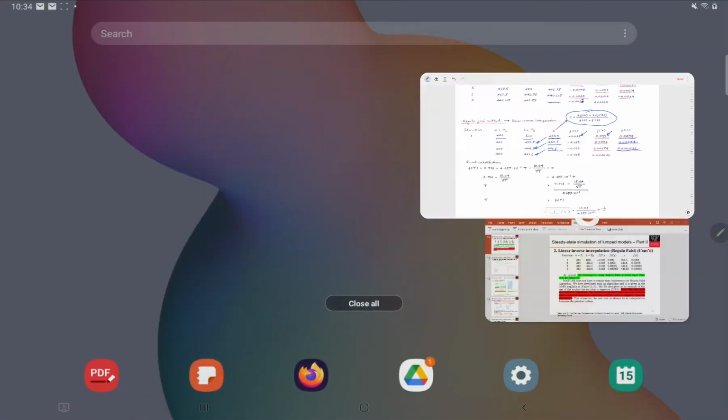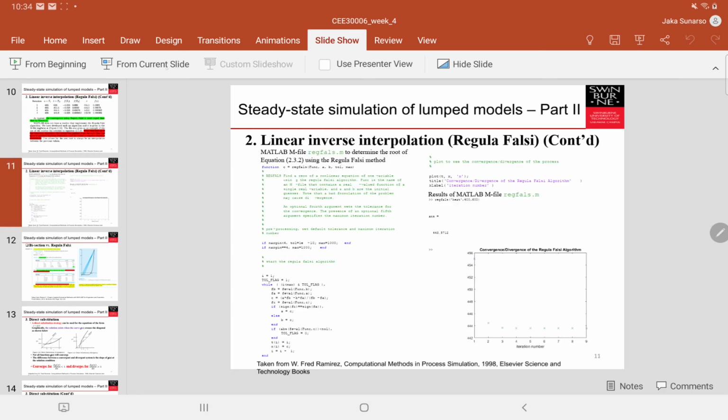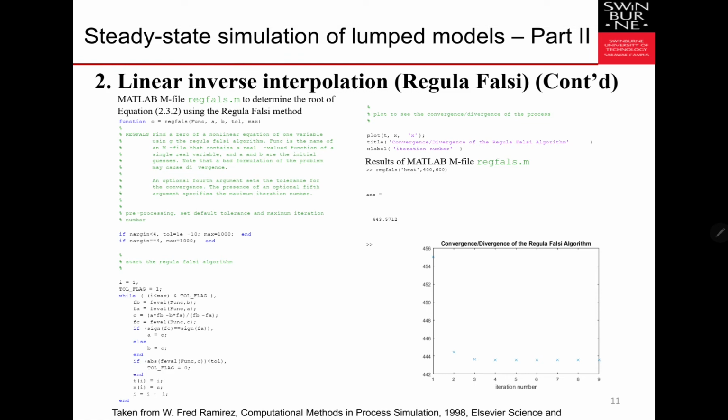I go back here again. The next one shows how we use a MATLAB M-file regulafalsi to determine the root of this heat capacity problem. We have five inputs: 1, 2, 3, 4, 5. The first one is the function. A and B are the initial guesses that have different function values. This one is the tolerance and this one is the max iterations.